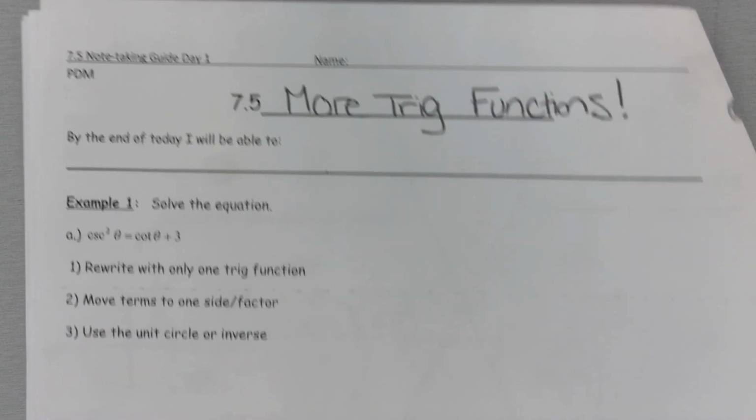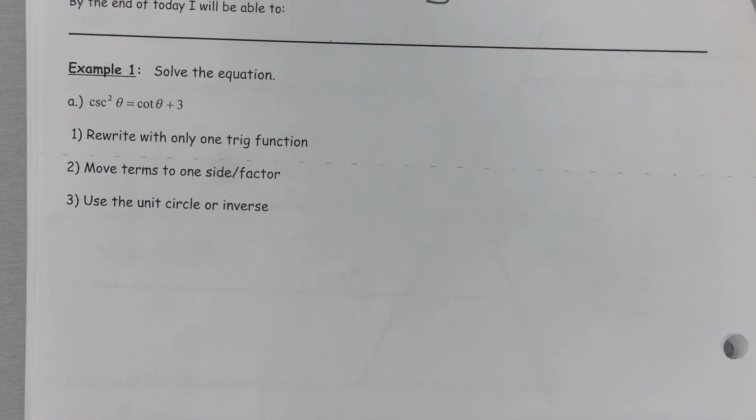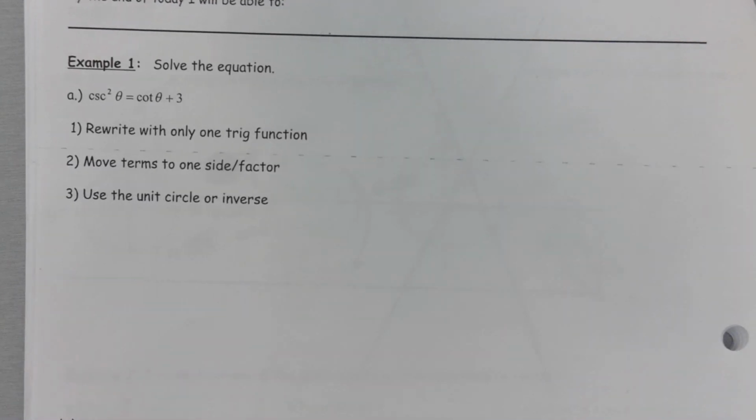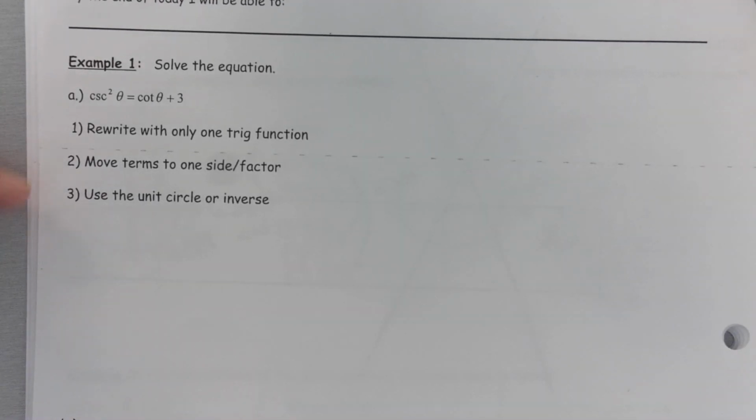Okay, let's look at part A. We're solving. It doesn't tell me what to solve for, so I'm going to say all solutions. Whenever it doesn't give you something like, find the solutions from 0 to 2 pi, just always assume it's all solutions. So I'm going to find all solutions.